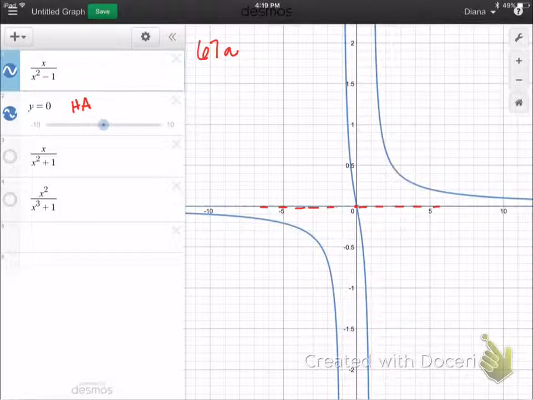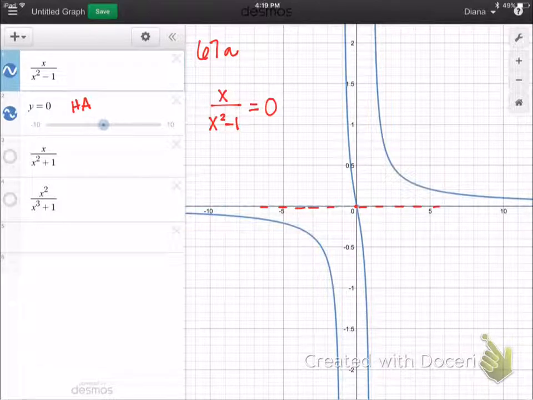How do you confirm that without a calculator? This one you could do without a calculator if you wanted to. All you have to do is know that x over x squared minus 1 is supposed to have a y value of 0 when the x value is 0. And since the horizontal asymptote is y equals 0, we're going to put a 0 where the y typically goes in the function.